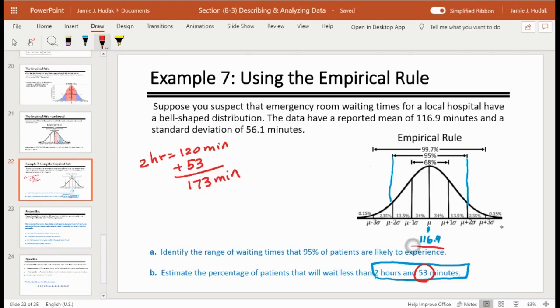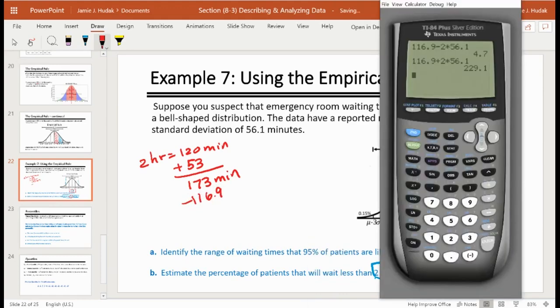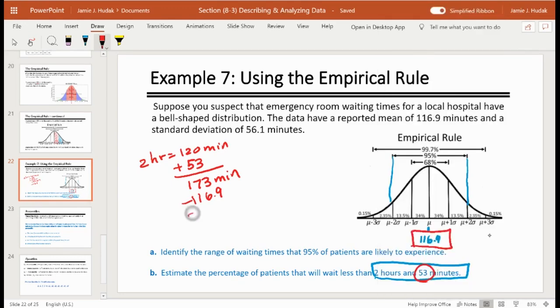We want to know how far is 173 minutes away from the mean. So let's subtract 116.9 and we get 56.1, which happens to be our standard deviation. Because it is greater than 116, it must be to the right. So it lands exactly on this bar.